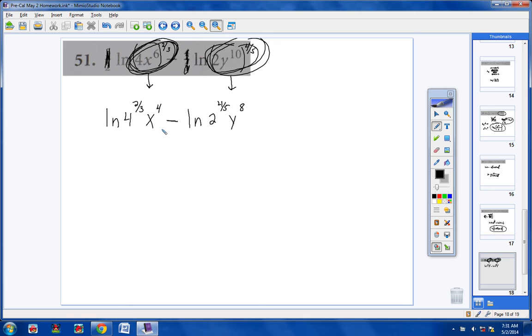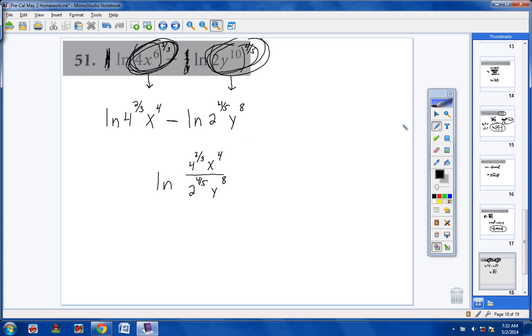My two logarithms are being subtracted. I'm going to write the logarithm one time, and for my numerator 4 to the 2/3, x to the 4th, all over 2 to the 4/5, y to the 8th. Now normally you would look at that and say, okay, we're finished. We have no like bases anywhere that we can combine, but guys, you have to learn to think out of the box a little bit.